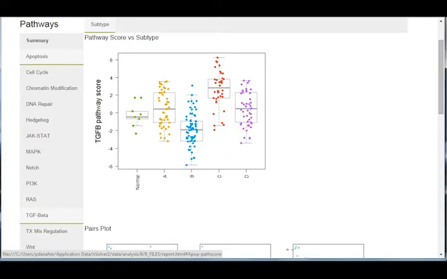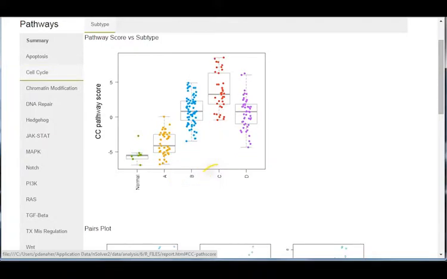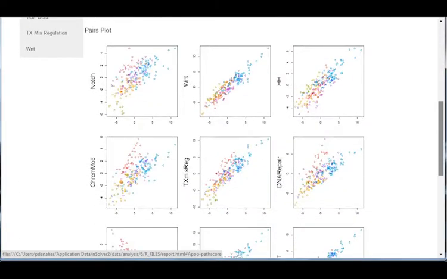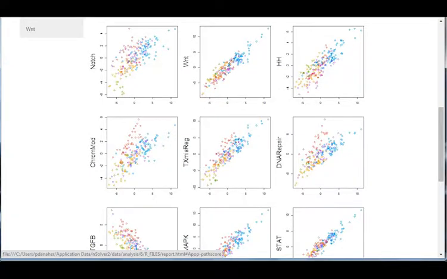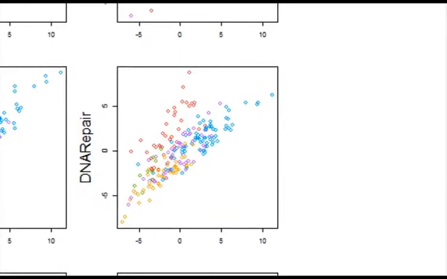Note that each pathway score has a different pattern across the subtypes. Here we see the apoptosis pathway score peaks in subtype B, whereas the cell cycle pathway score peaks in subtype C. Returning to the apoptosis pathway and scrolling down, we see the apoptosis pathway score plotted against the scores from other pathways. Looking at this plot, we can see that the apoptosis and Wnt pathway scores are highly correlated with each other. The plot of apoptosis versus DNA repair is more interesting. Apoptosis scores are higher in subtype B samples in blue, whereas DNA repair scores are higher in subtype C samples in red.